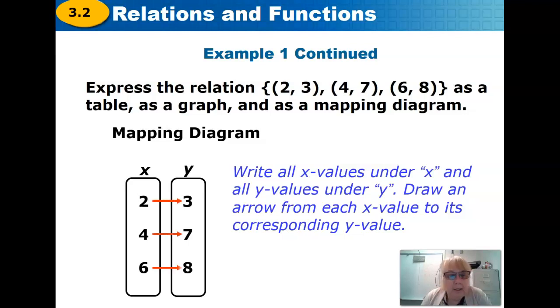And then we draw arrows to show which y value corresponds to the x value. Sometimes your arrows will cross one another. Write your values in ascending order. So the lowest value first, 2, 4, 6, 3, 7, 8. And you'll see in this that they're not all done that way, but that's the way I need you to do it.